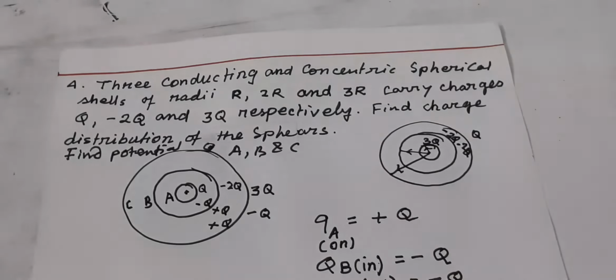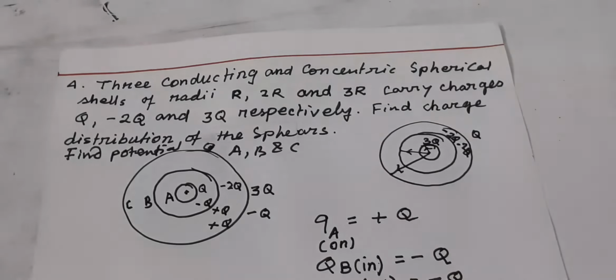If, due to induction, the other one will get a net charge of minus q. That means due to induction it will be plus q on the inner surface of C. Then the outside will be minus q plus 3q given, that means the net charge will be twice q. So we can find out the net charges on each shell.